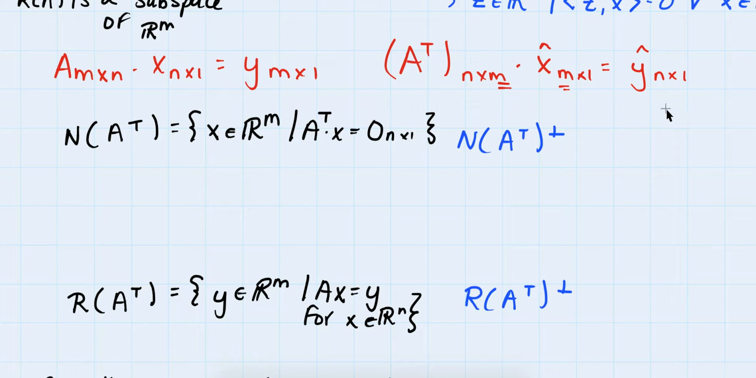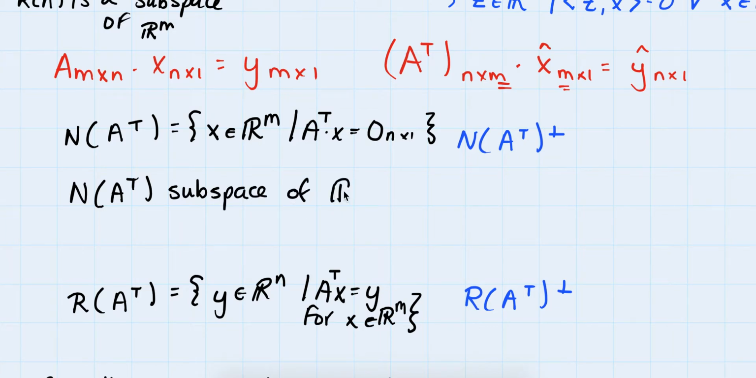Well, the range is going to be a subspace of Rn, so we need to put this as Rn. We need to put a transpose here because we're dealing with the transpose of a matrix, and all the vectors x are going to be from Rm. Okay? And so this null space is a subspace of Rm, and the range of A transpose is a subspace of Rn.